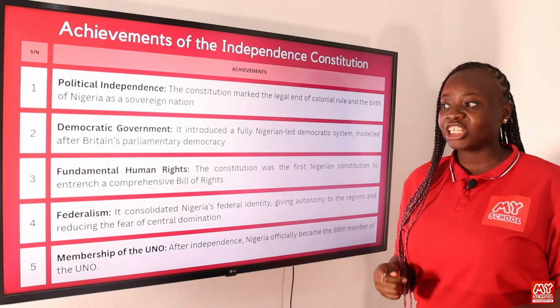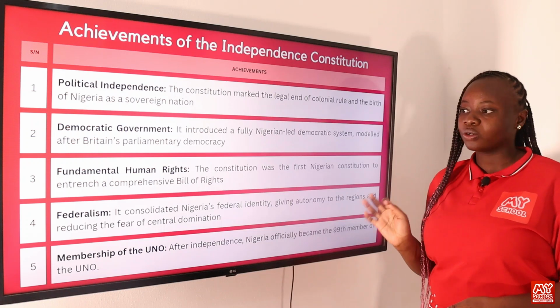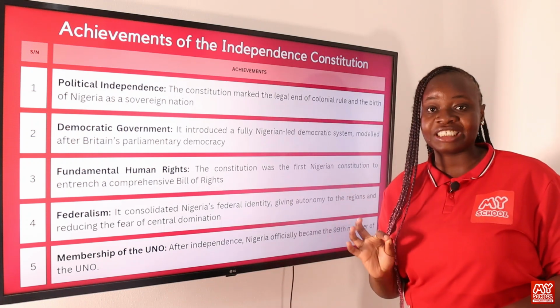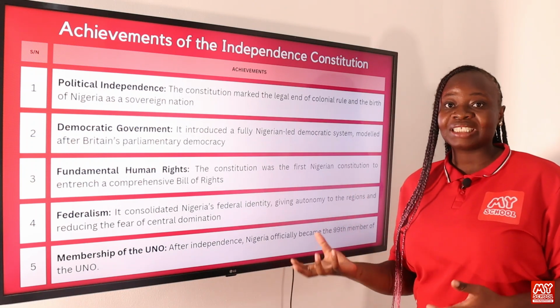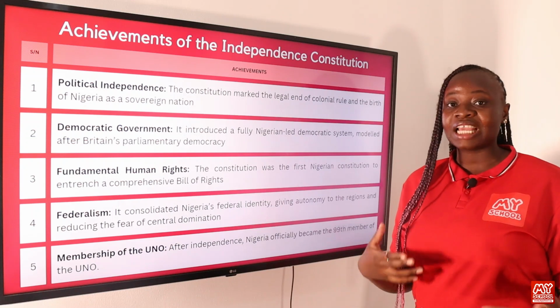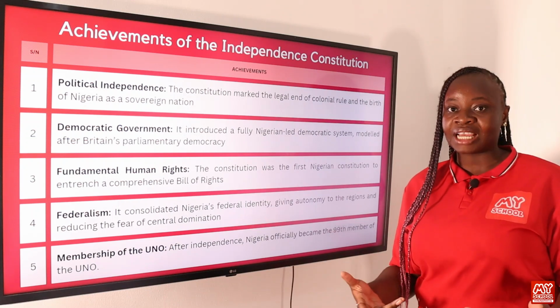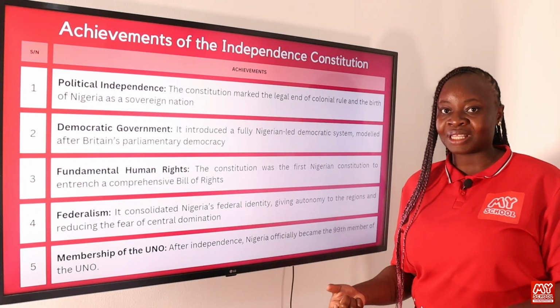And that achievement is the entrenchment of the fundamental human rights. The constitution was the first Nigerian constitution to entrench a comprehensive Bill of Rights. So by fundamental human rights, we mean those rights that have been discussed and put in the Universal Declaration of Human Rights that every independent nation of the world has to sign and put in their constitution in order for the government to be able to respect them.